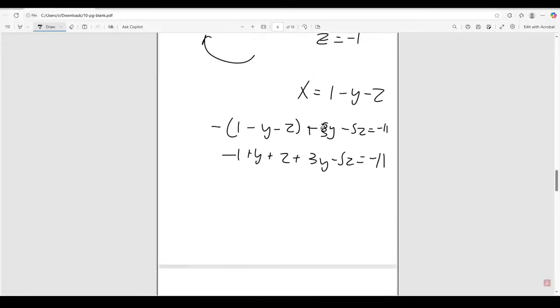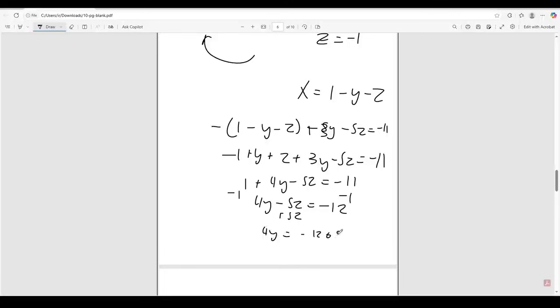So then you can say that 1 plus 4y minus 5z is equal to negative 11. Subtract 1, you have 4y minus 5z is equal to negative 12. Add 5z to both sides, you get 4y is equal to negative 12 plus 5z, divided by 4, and that's how you solve for y.